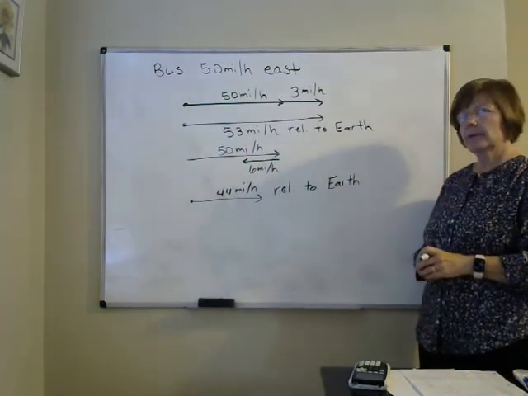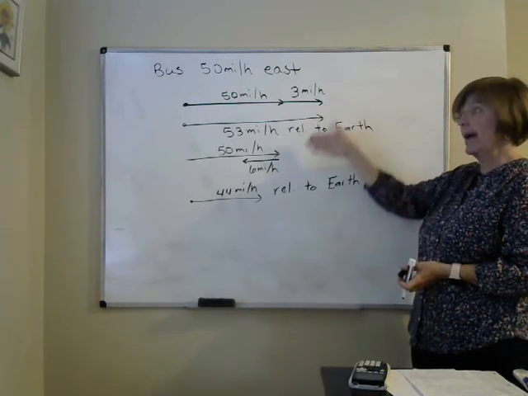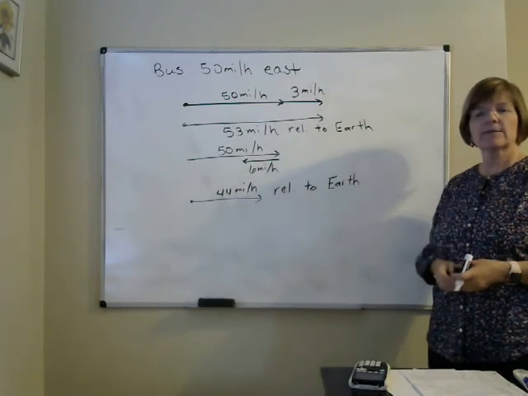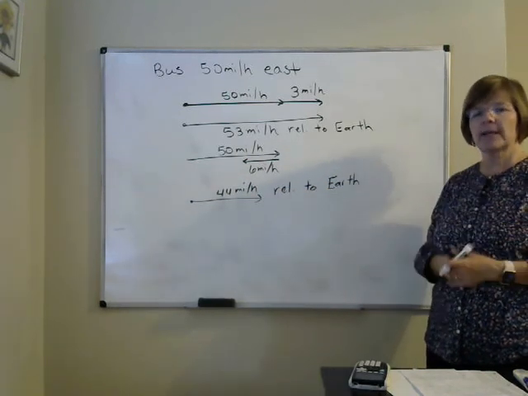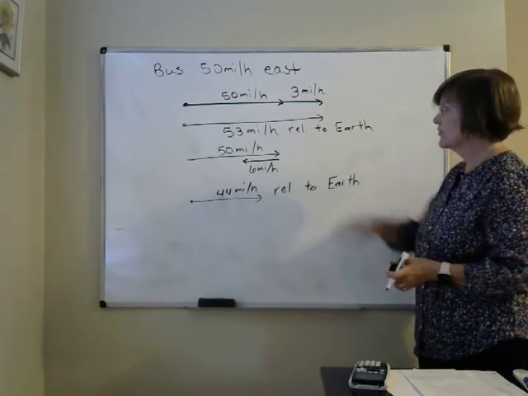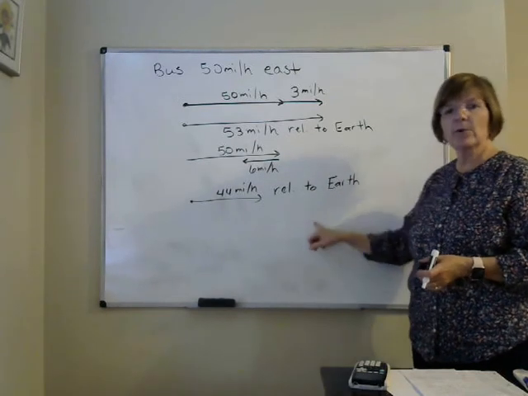So, relative to the bus, she went 3 miles an hour, and then on her way back, rather embarrassing, negative 6 miles an hour relative to the bus. That's as if you treat the bus as if it's standing still. Relative to the Earth, she was going 53 miles per hour, and then 44 miles per hour.